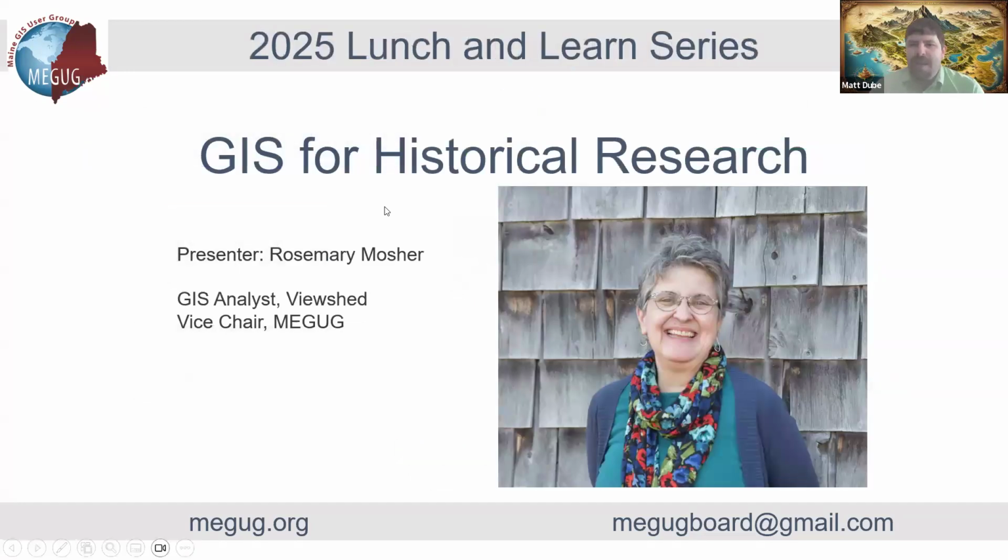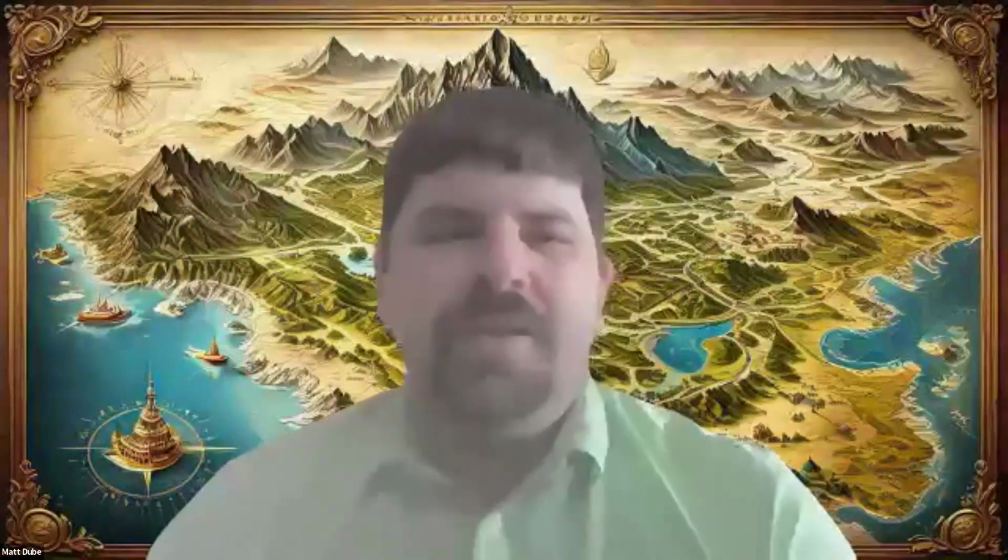Today, we're going to have an exciting talk by Rosemary Mosher, our vice chair. She's a GIS analyst at Viewshed, and she's going to be talking to us about using GIS in historical research. And I know that she's had a wealth of experience with this over her career. So with that, I will stop sharing my screen and I will turn it over to Rosemary if she has anything else she'd like to throw out about herself as an introduction.